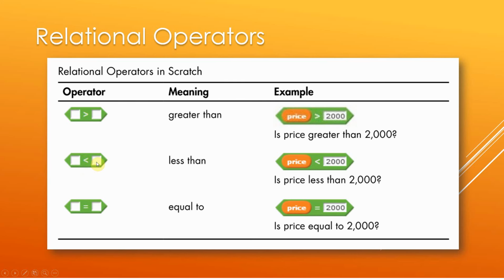Alright, so if we have a look at our examples here, we've got a variable called price, and we are checking, is price greater than 2,000, or is price less than 2,000, or is price equal to 2,000. Now it's very important to know how these blocks work, because these blocks that are a hexagon shape are Boolean blocks, and we need to use Boolean blocks in our if-then and if-then-else blocks, which we'll get to in just a minute.